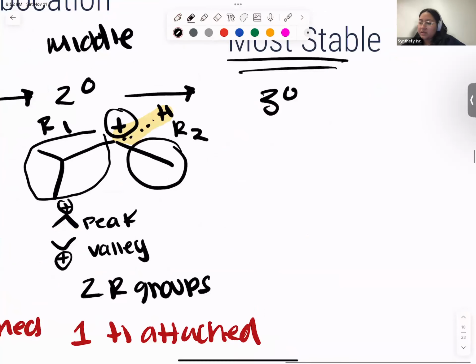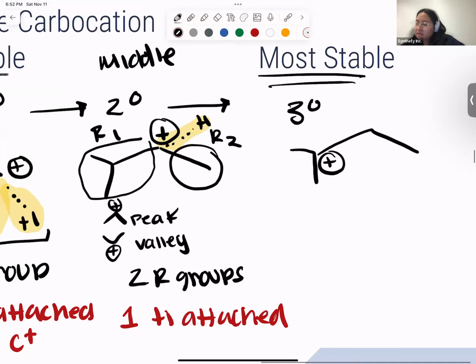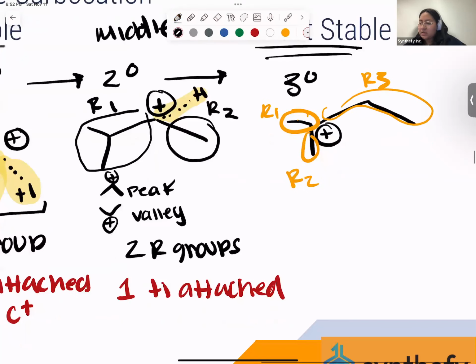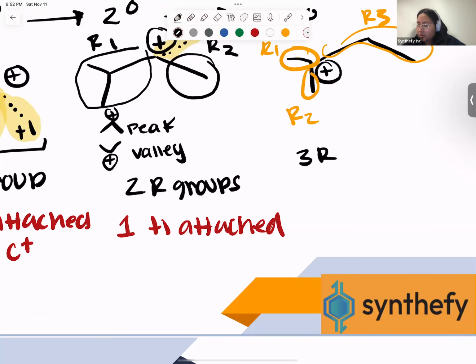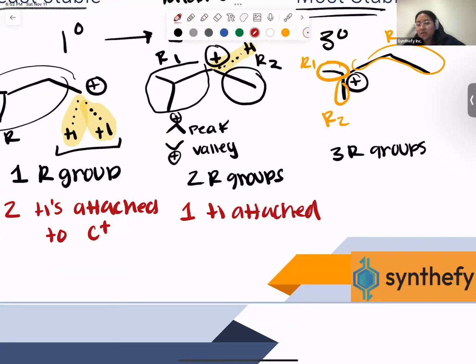Now for the most stable, let's use the same molecule. We'll put that positive charge here. Now, those R groups are divided into three members: R1, R2, and this is R3. It's connected to three R groups. If it was tertiary, that means three. And if you want to look at it in terms of hydrogens, it's already attached to three things. So, we know that a positive carbon is attached to three things, not four, because if it were attached to four, that would be neutral. So no hydrogens attached.